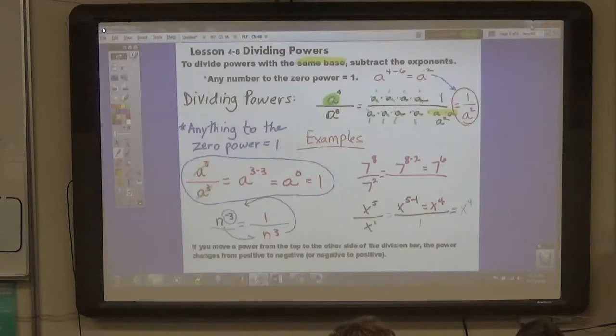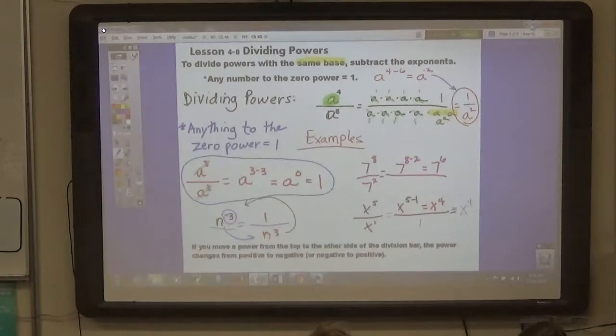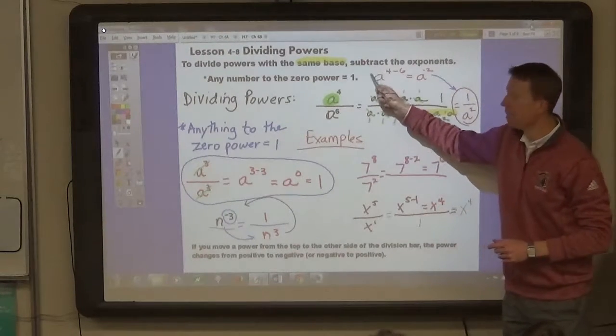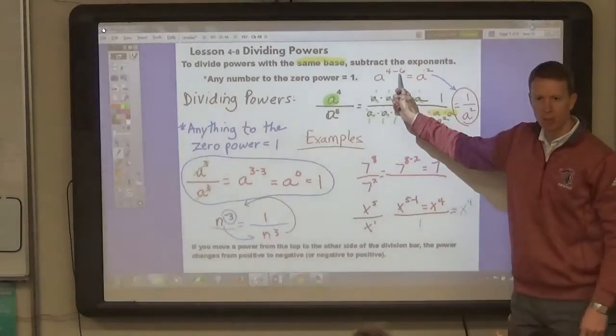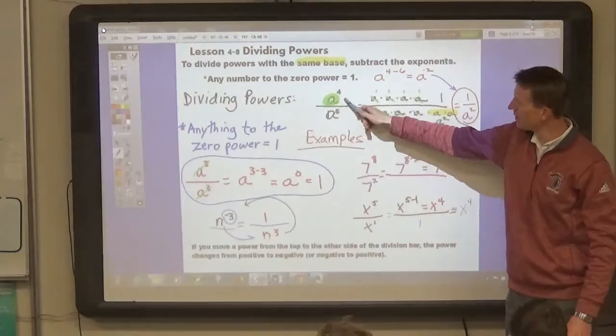This lesson is on dividing powers. So it has to do with multiplying and working with exponents again, but instead of multiplying and adding the exponents, we're going to be dividing and subtracting the exponents to find the answer. Okay? Take a look at this first example.